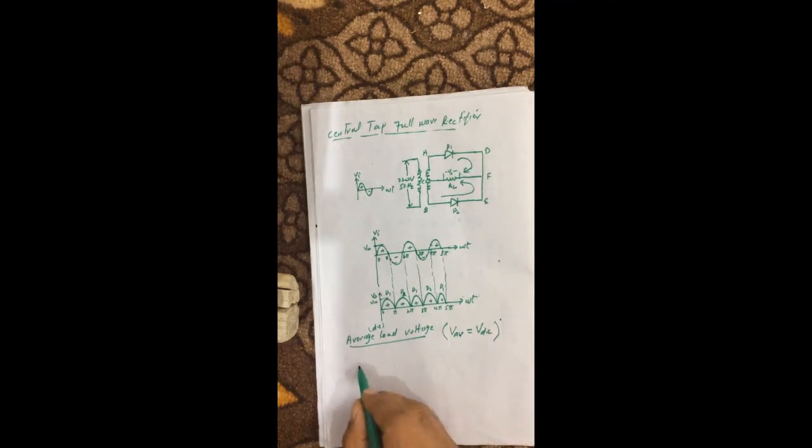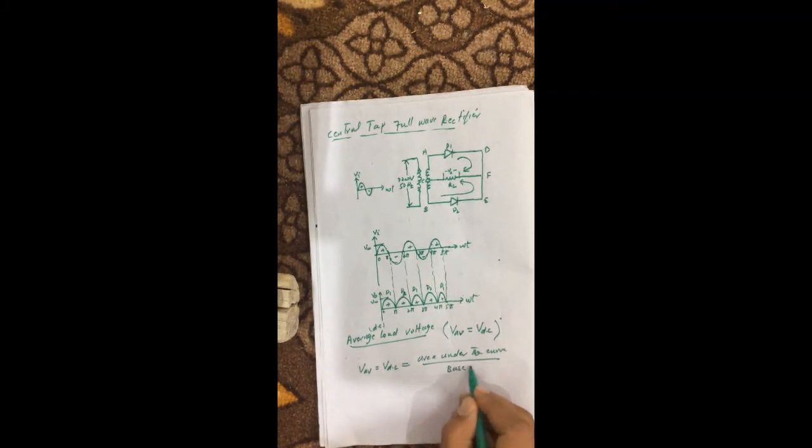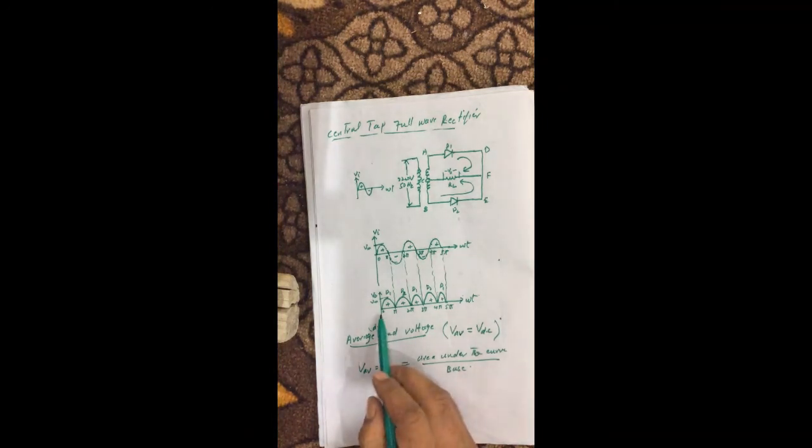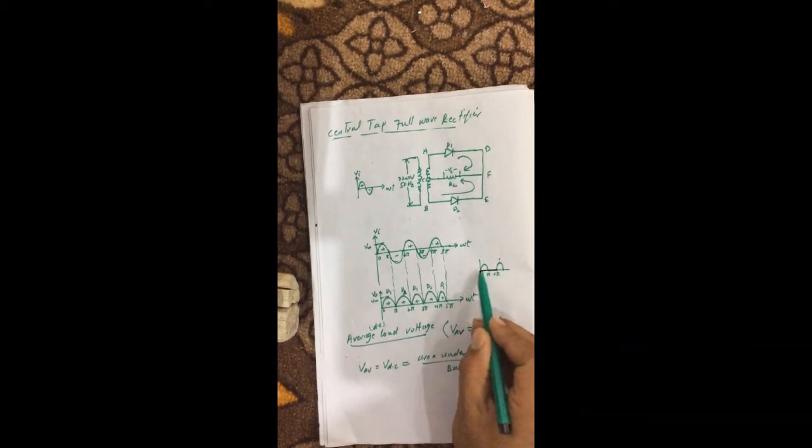that the average DC voltage through the load resistor can be calculated from this plot, which is the area under the curve divided by base. Now the periodicity is from 0 to pi. In the half wave rectifier, the periodicity was from 0 to 2 pi, because 0, pi, 2 pi. So the periodicity was this one. But here the periodicity is 0 to pi. So the base is 0 to pi.